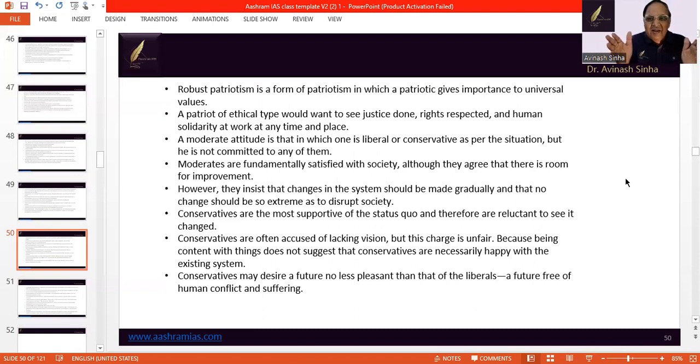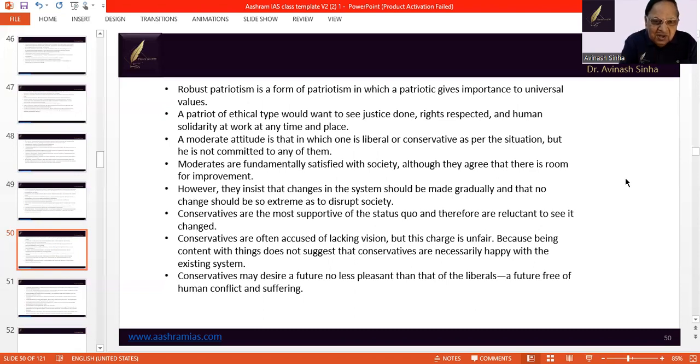Now, next comes the attitude of moderate. What sort of attitude is that of being moderate? A moderate attitude is that in which one is liberal or conservative as per the situation, that he is not committed to any of them. That means he is neither a liberal nor a conservative. Rather, he becomes liberal or conservative when such situations permit.